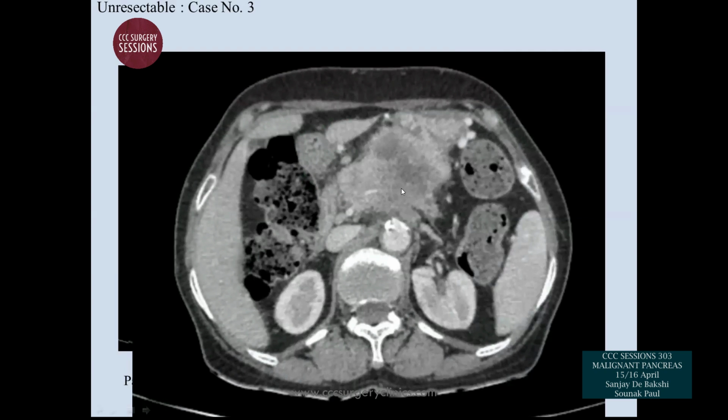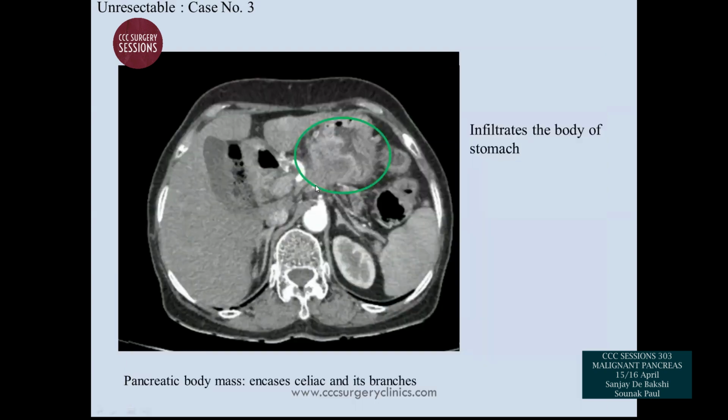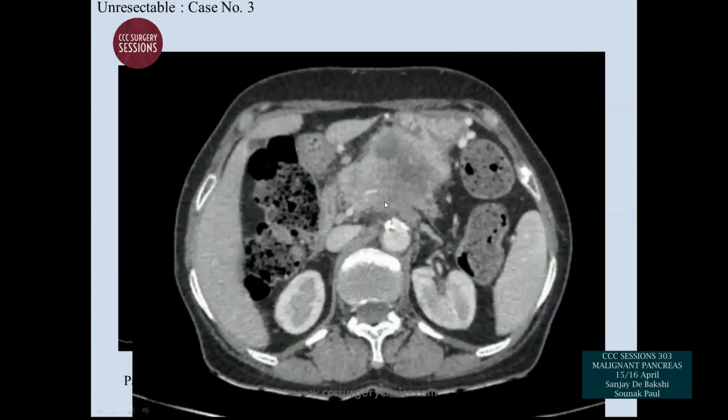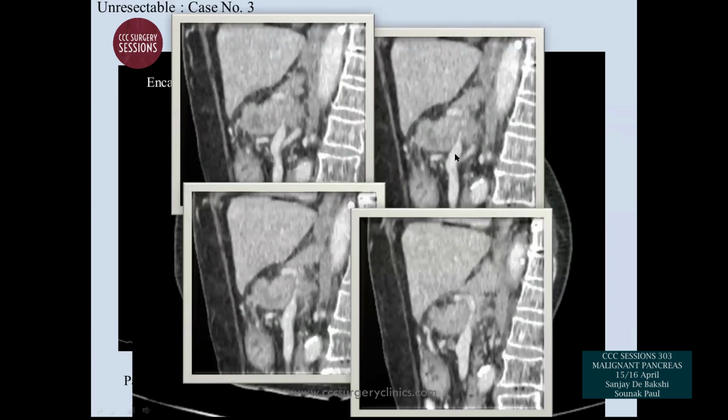So, as of this point of time, the gastroduodenal artery and the rest of the common hepatic artery are seen separately. So this is still a borderline resectable disease. However, when we go for the venous evaluation, the extrahepatic portal vein is completely encased and compressed by the mass. This is definitely involved, and this is not a salvageable disease.